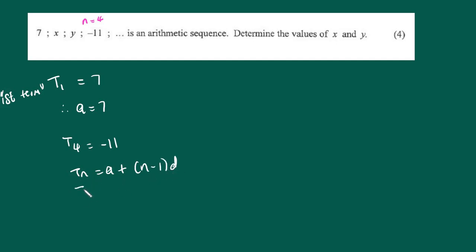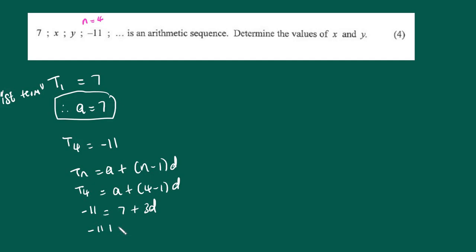So that means if I have t4, I know the position, I can say a plus 4 minus 1 and then d. But then I already know a, isn't it? Remember, a is equal to 7. And I also know t4. Remember, t4 is negative 11. So I can say negative 11 is equals to 7 plus 3d. In that way, I can actually find the common difference. I can now say negative 11 plus 7. Remember, when I take the 7 to that side, it changes to negative 7 equals to 3d.